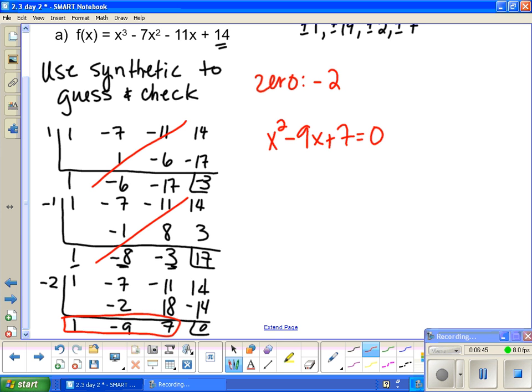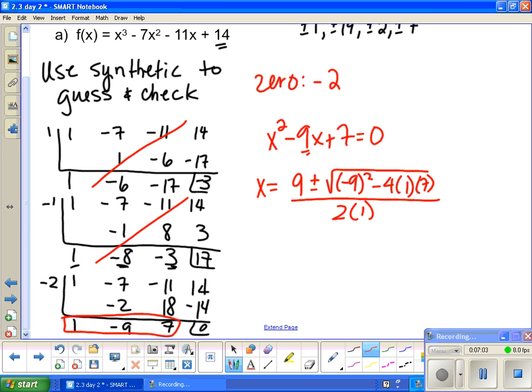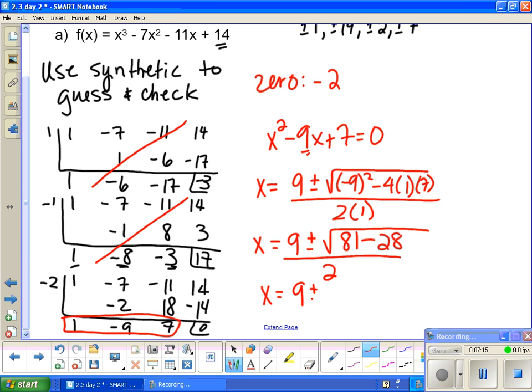I'm not going to complete the square because that's odd. So I'm going to use the quadratic formula. x equals opposite b plus or minus square root b squared minus 4ac all over 2a. x equals 9 plus or minus square root 81 minus 28 over 2. x equals 9 plus or minus square root 53 over 2.